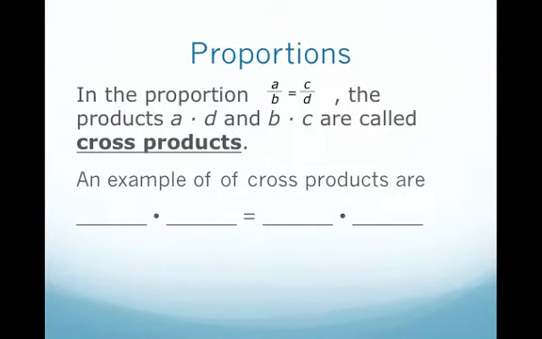Sentence frame 2. In the proportion A over B equals C over D, the products A times D and B times C are called cross products. An example of cross products are blank times blank equals blank times blank. So in these four blanks, I want you to use the proportion on your first sentence frame and give me what you would get when you do the cross products.